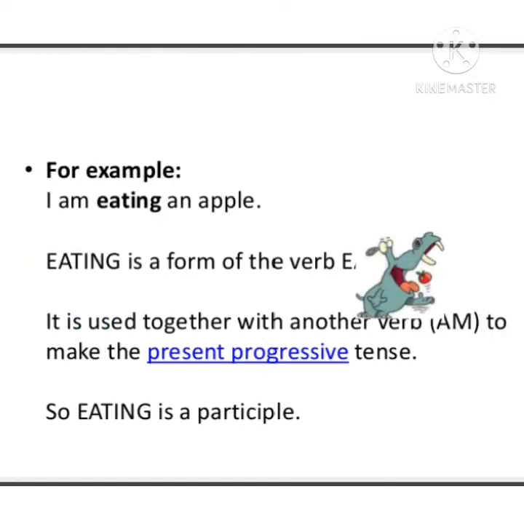Let's try to understand through some examples. I am eating an apple. Here, eating is a form of the verb eat. It is used together with another verb, am, to make the present progressive tense. So, eating is a participle here.